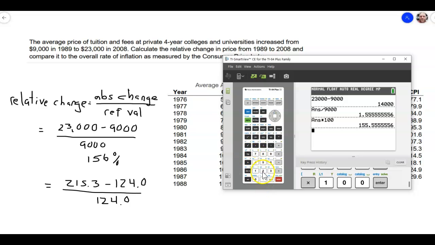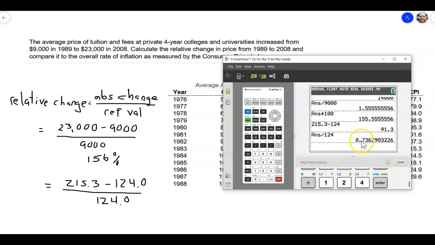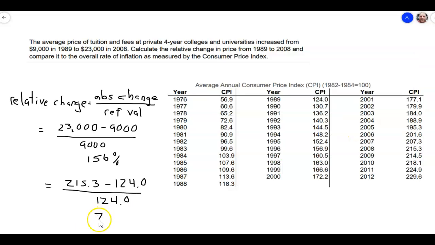We're going to do the same thing here. So we're going to do 215.3 minus 124, enter. And then we're going to divide that by 124, enter. If we take it out two decimal places, so times 100, and round that to the nearest whole number, that's around 74%. So we'll see that inflation from that period of time was about 74%.